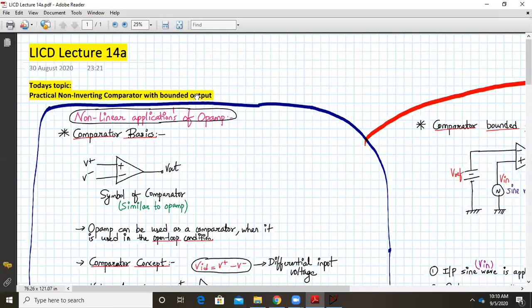Hello everyone, welcome to LICD lecture 14A. Today we are going to discuss a non-inverting comparator with bounded output. Let us start.